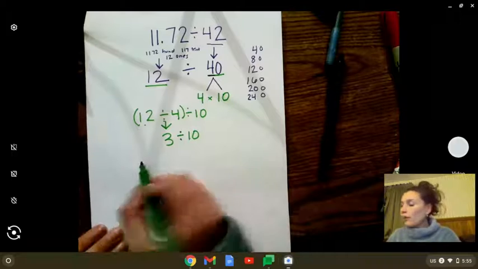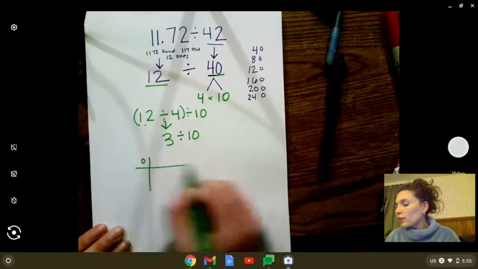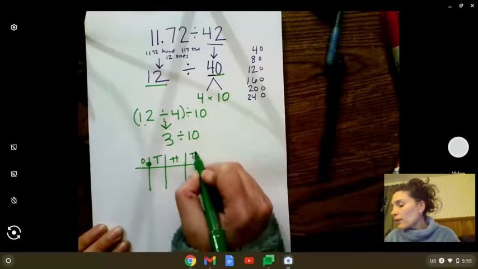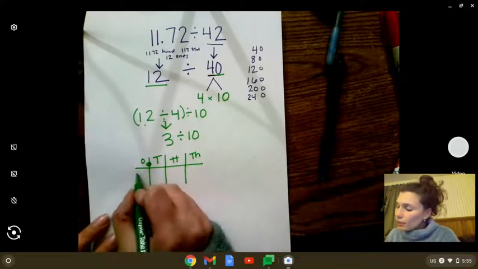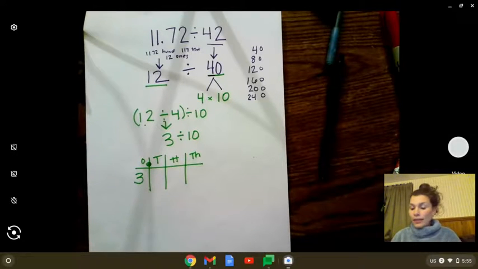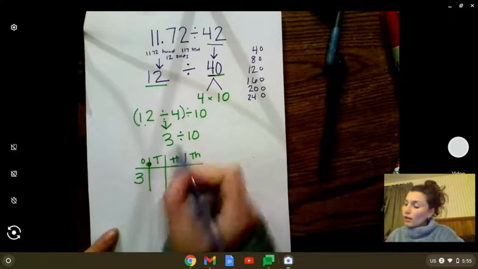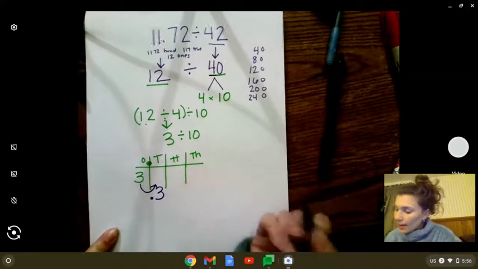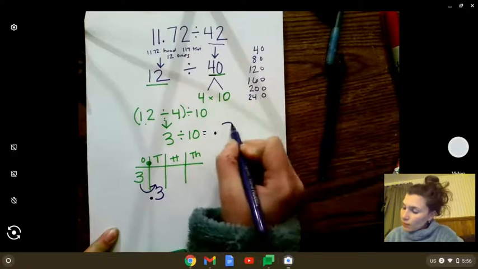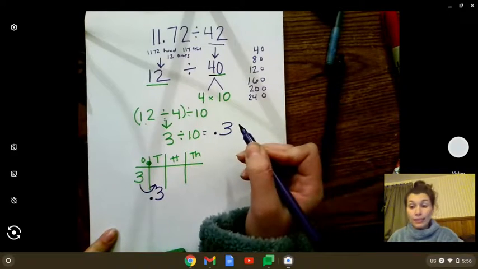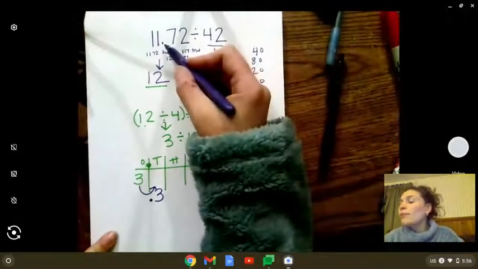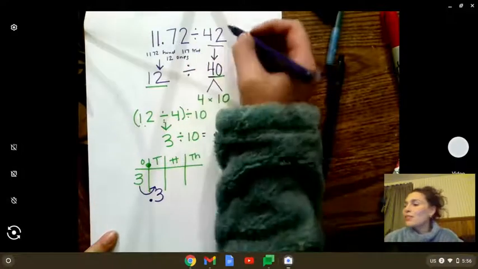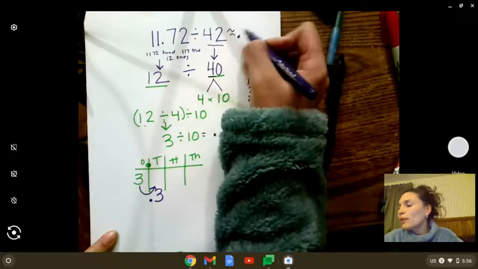If I put 3 divided by 10, here's my little place value chart, decimal place, tenths, hundredths, thousandths. Here's my 3. I need to make it 1 time smaller, so I'm going to move it over to here, bring my decimal place down, and I get decimal point 3, or 3 tenths. So 11 and 72 hundredths divided by 42 is approximately 3 tenths.